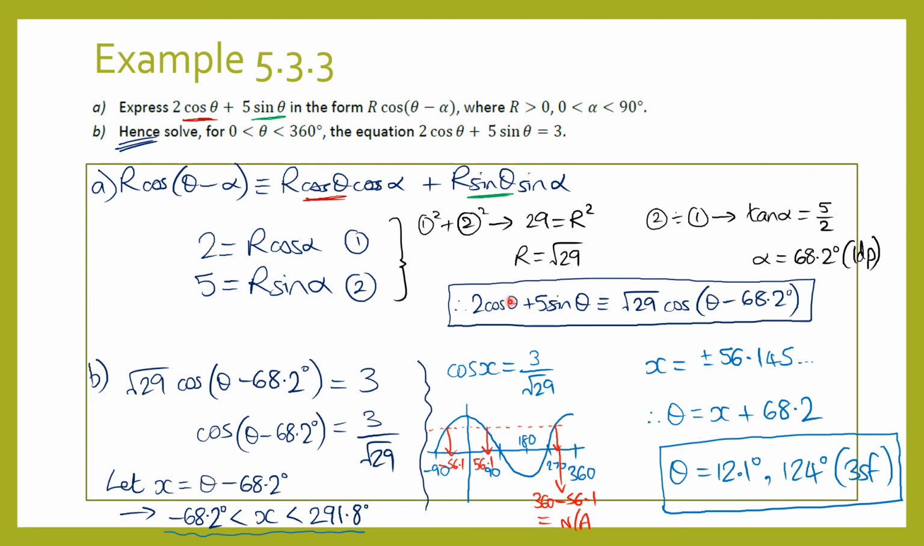There we go. That concludes the little section on the R alpha method, converting expressions of the form a cos x plus b sin x into a single sine function or a single cosine function. This skill might need a lot of practice. It often does. So now is a good time to go and practice that.